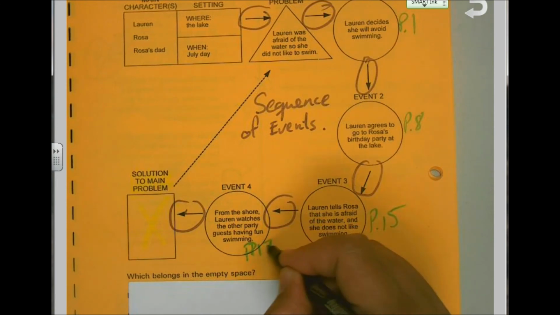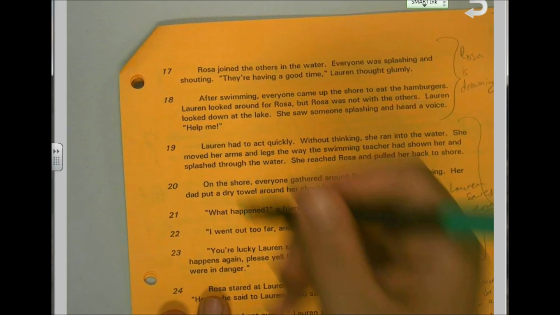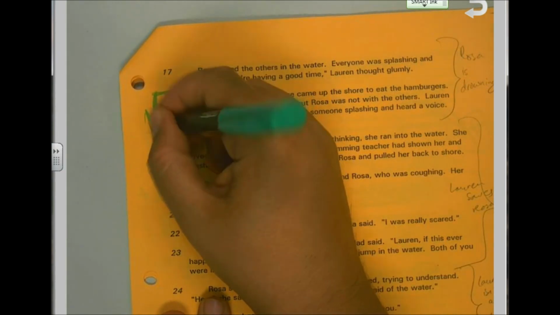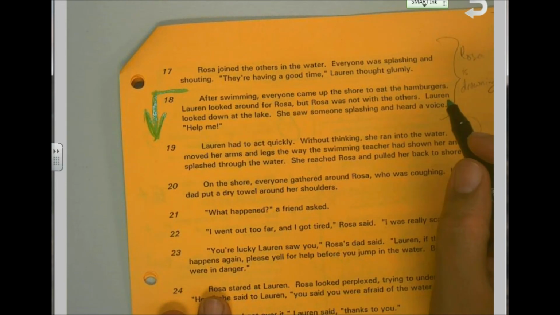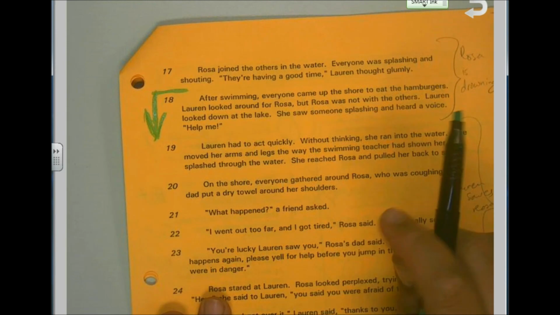Oops, P17. Okay. Now, let me go back to the story. This is what I know now. As soon as I finish that, all my answers are going to be from 18 down. There are not going to be any answers before 18. Okay?